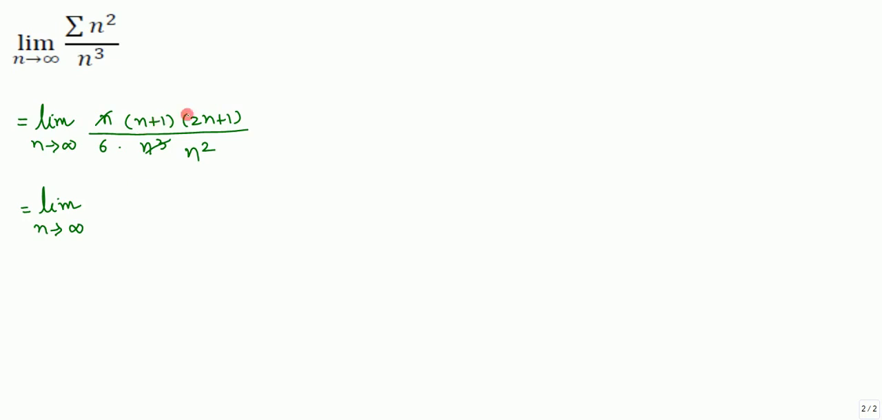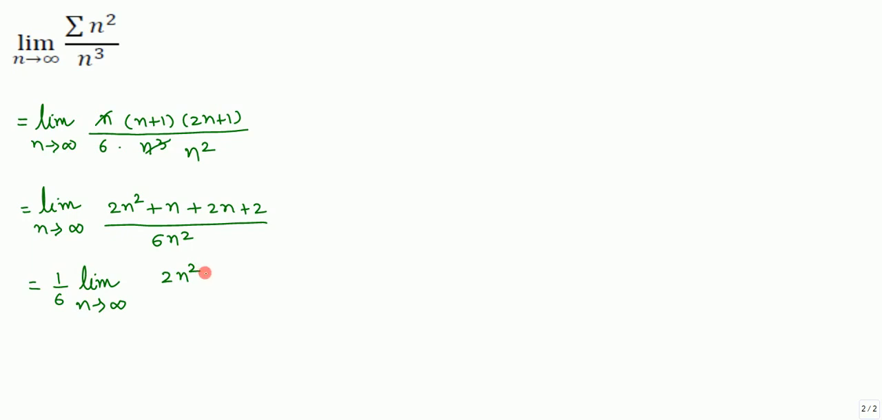Now multiply both the brackets in the numerator: 2n into n is 2n square plus n into 1 plus n, 1 into 2n plus 2n plus 2, divided by 6n square. Okay, taking 1/6 as constant, what is left? Limit n tends to infinity, 2n square plus n plus n, 2n equal to 3n, 3n plus 2 divided by n square.